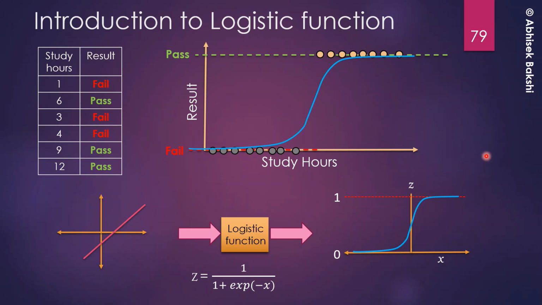Why or how I'm directly saying that z will be equal to 1 by 1 plus e to the power minus x, and how it's working. How? Let's try to understand. Let's try to go a little deeper into this and try to understand what exactly the logistic function implies.